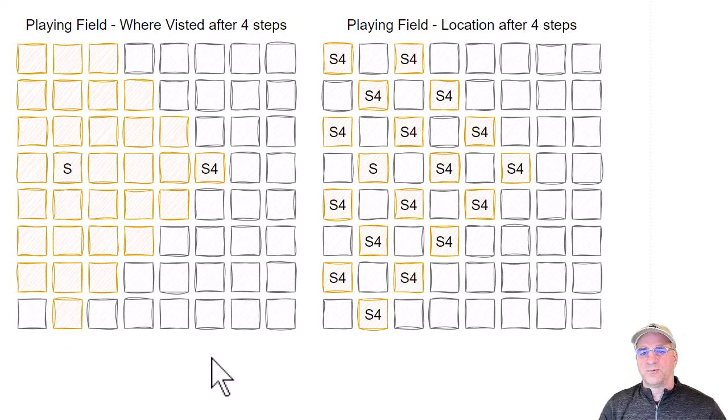And the one on the right is all the places I can end up after 4 steps. And because it's an even number, we end up on every even number square. And if it's not a number, you'd end up with something different. I didn't draw that one up.